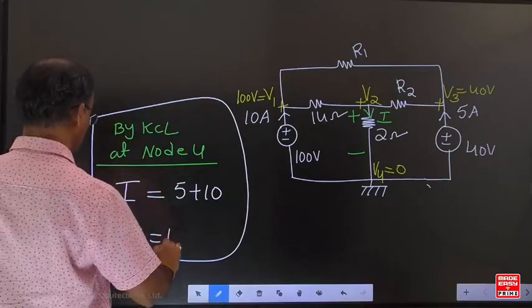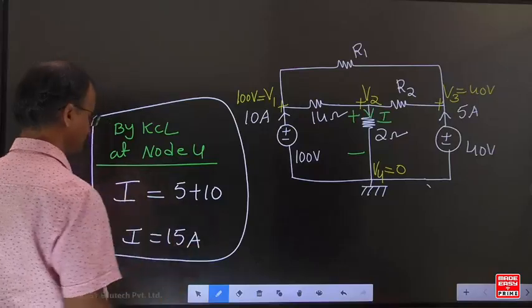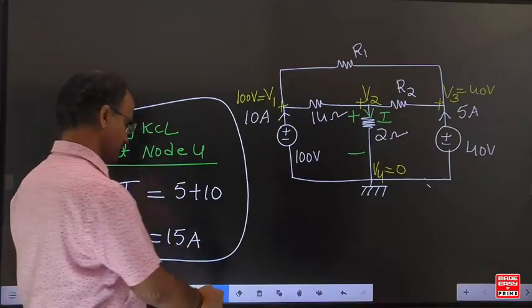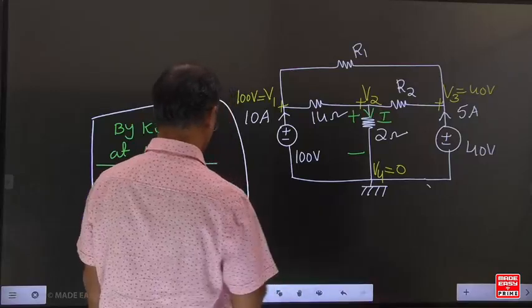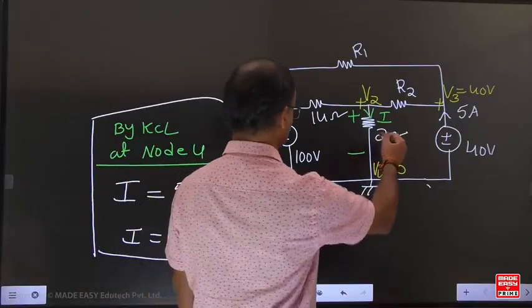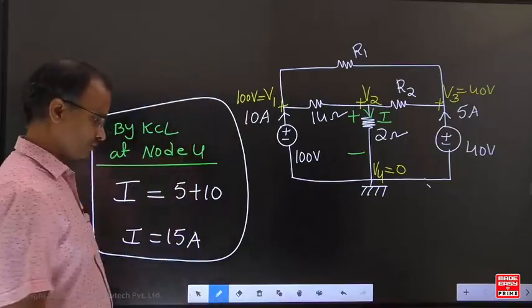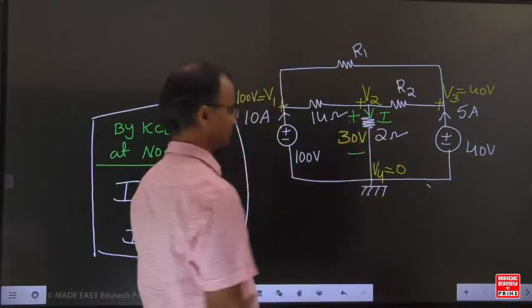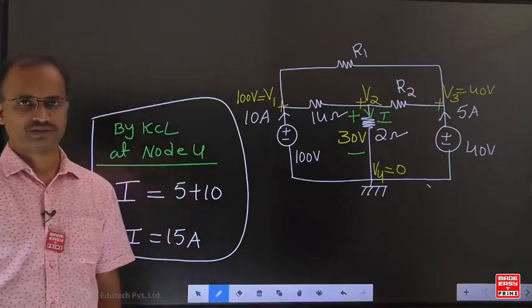इधर simplify करने से कितना है जी? I equal how much? 15 amperes. Here I equal 15. देखिए इधर रेजिस्टेंस वैल्यू कितना है इधर 2. 15 into 2. What is the voltage value? How much? 30 volts.